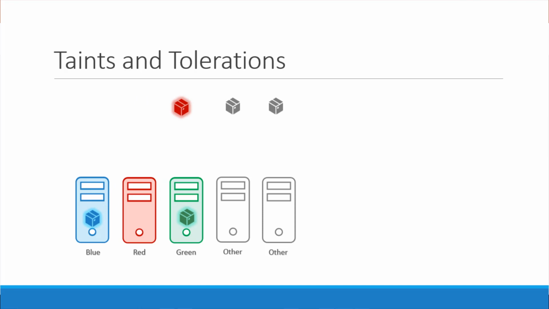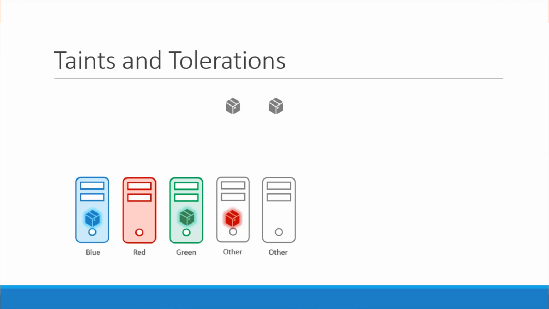However, taints and tolerations do not guarantee that the pods will only prefer these nodes. So the red pod ends up on one of the other nodes that do not have a taint or toleration set. This is not desired.